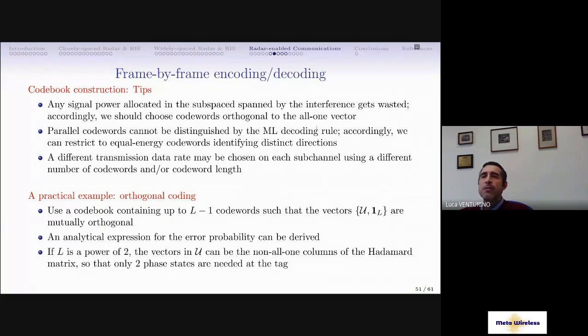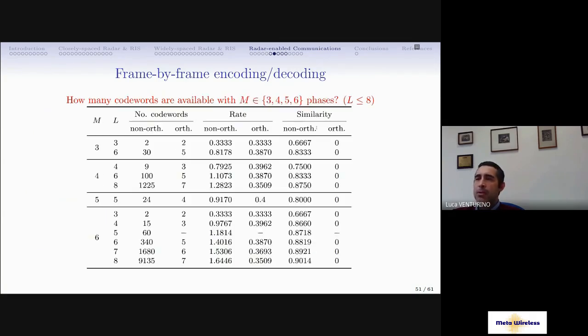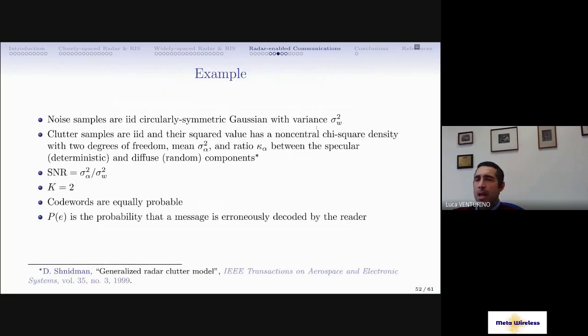This is an example of codebook that we can have. Of course, if we have this choice, all the code words we are using are orthogonal to each other, which makes them easily distinguishable, but we can relax this orthogonality condition. We can allow some degree of correlation among the code words. Of course, the more correlated the code words become, the worse the performance that we can have. I'm going to skip these details. I'm going just to show you one specific example.